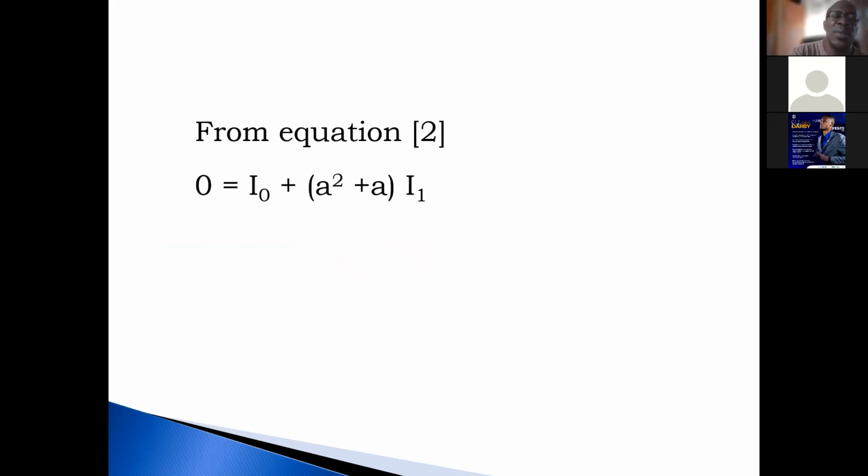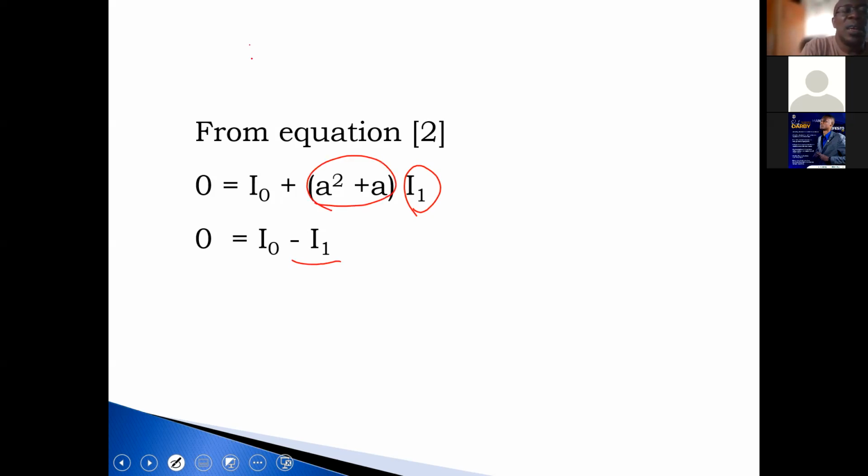All right, if I make that substitution, then what we have is that I0 plus A squared plus A times I1, right? Because remember what we had was I0 equal A squared I1 plus AI2, but of course I1 and I2 are equal, so I just put I1. Making that substitution means that 0 is equal to I0 minus 1. The question I suppose you're asking is, how did we get this to be equal to minus 1? I can tell you that 1 plus A plus A squared is equal to 0.